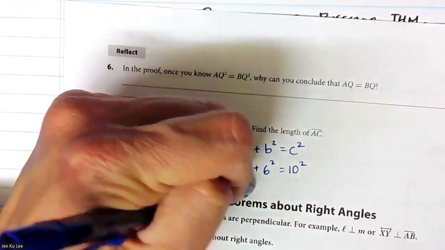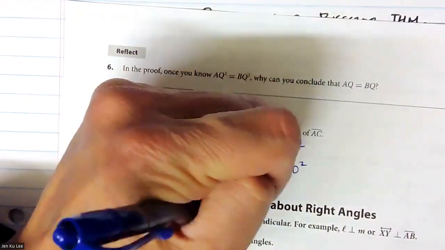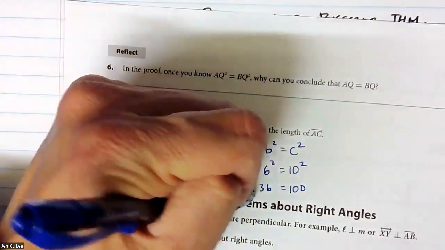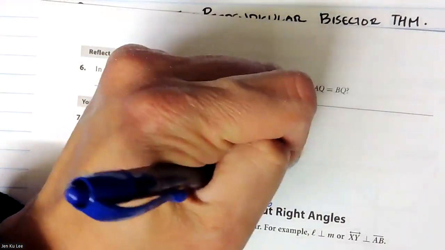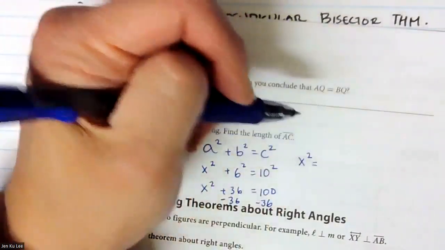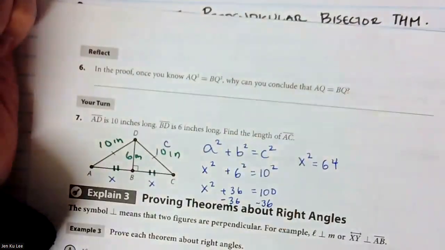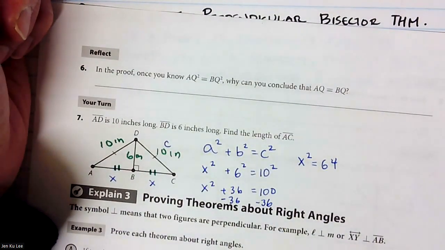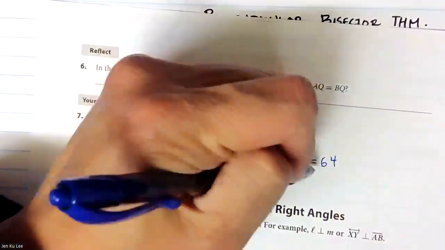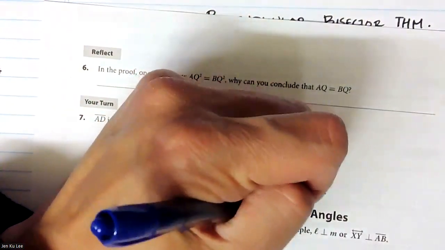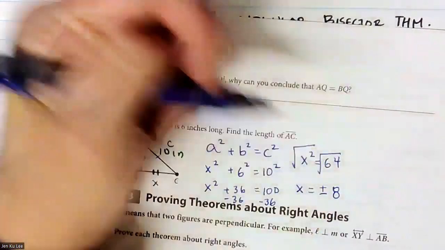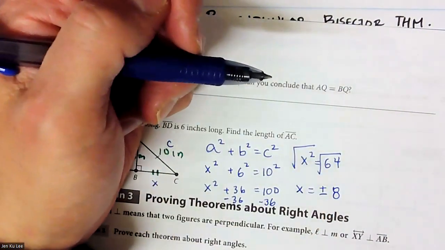So X squared plus 36 equals 100. Subtracting 36 from both sides, I have X squared equals 64, right? 100 minus 36 is 64. If I square root those two, X is going to equal, I'm going to put the plus or minus. Square root of 64 is 8.